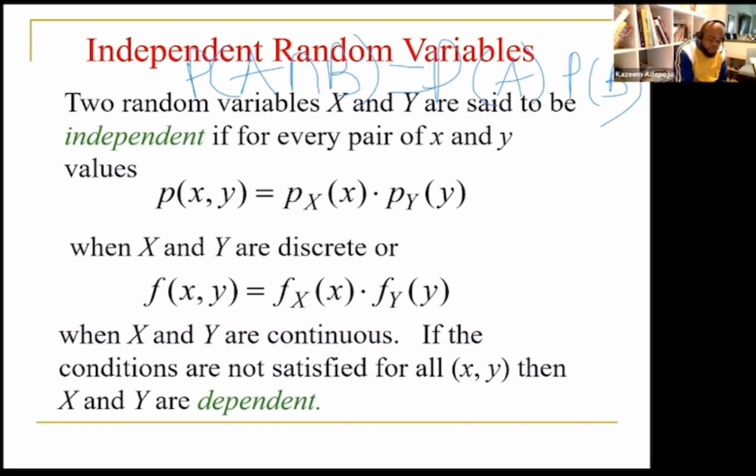When I have a joint PMF, if I can express a joint PMF as the product of the marginals, then it means X and Y are independent. If X and Y are independent, you know what that means. Independent means they don't have a relationship. No relationship. That's what we mean by independent.